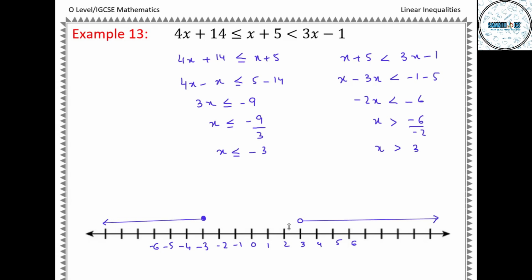So you can see that there is no number common in both the inequalities. It is starting from minus 3, minus 4, minus 5, minus 6. And these are from 4, 5, 6, greater than 3. So you can see there is nothing common. So when there is nothing common, we can say that there is no solution of this inequality.